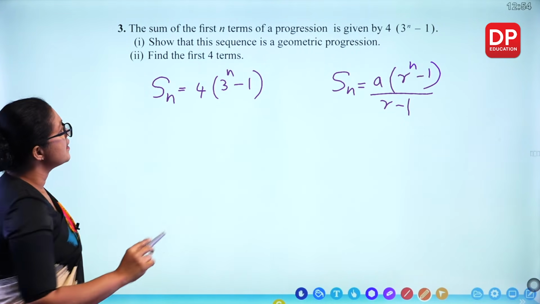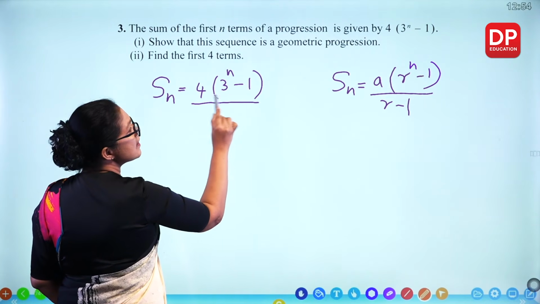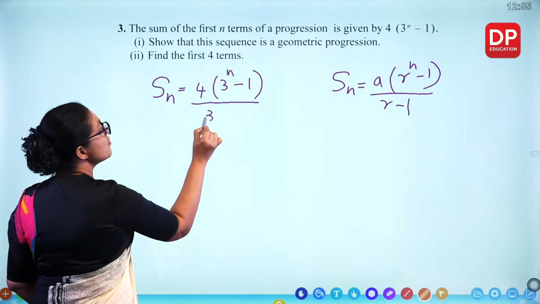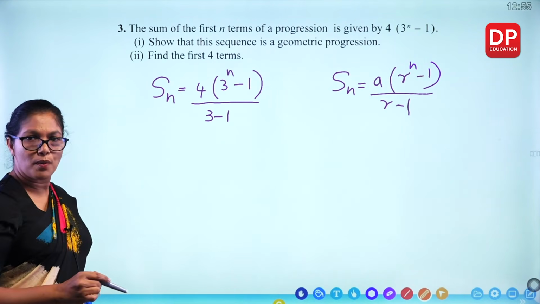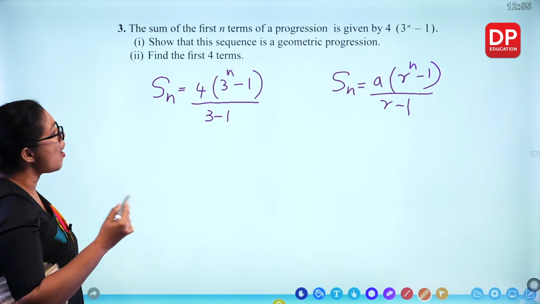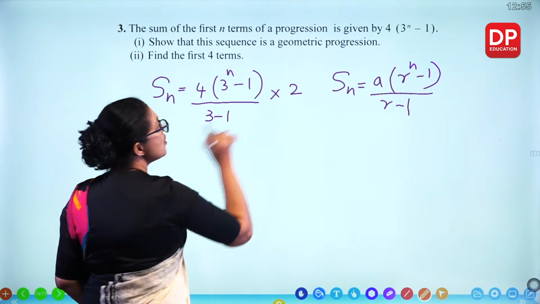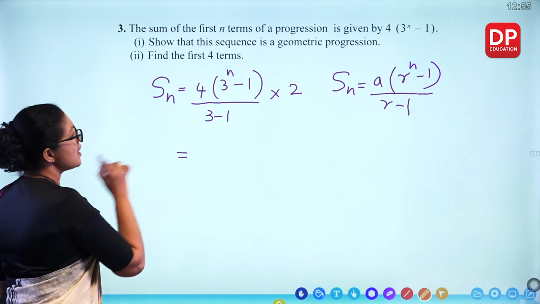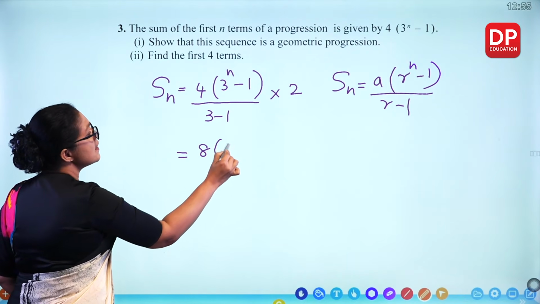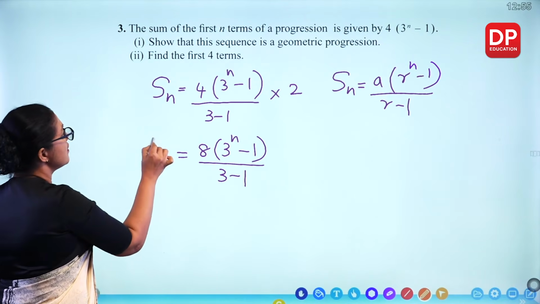How can we rewrite it? Now this is the numerator. If I can write this as 3 minus 1, what should I do? 3 minus 1 is 2. I put an extra 2 there. So how can I get rid of that 2? I can multiply this by 2 again. So what happens? I get 4 times 2, 8, times (3ⁿ − 1) over (3 − 1).